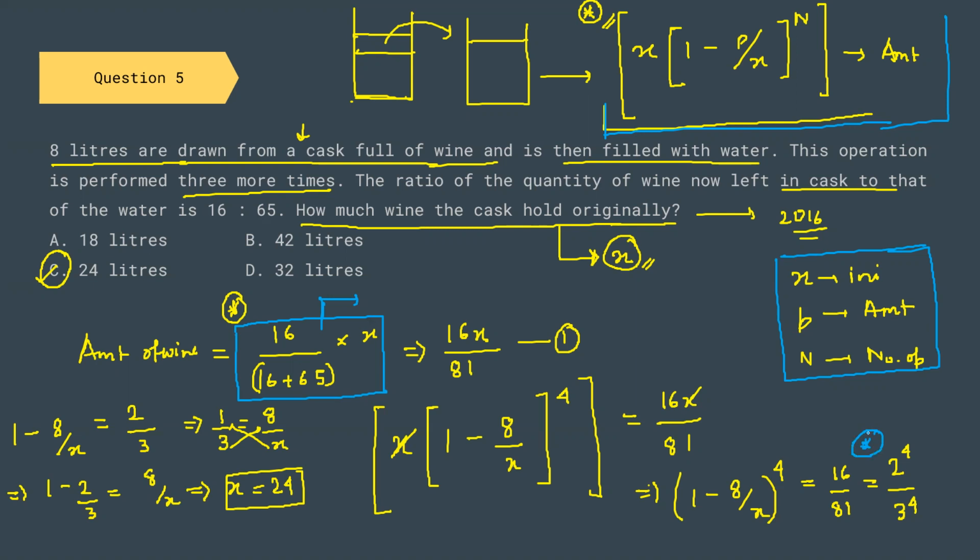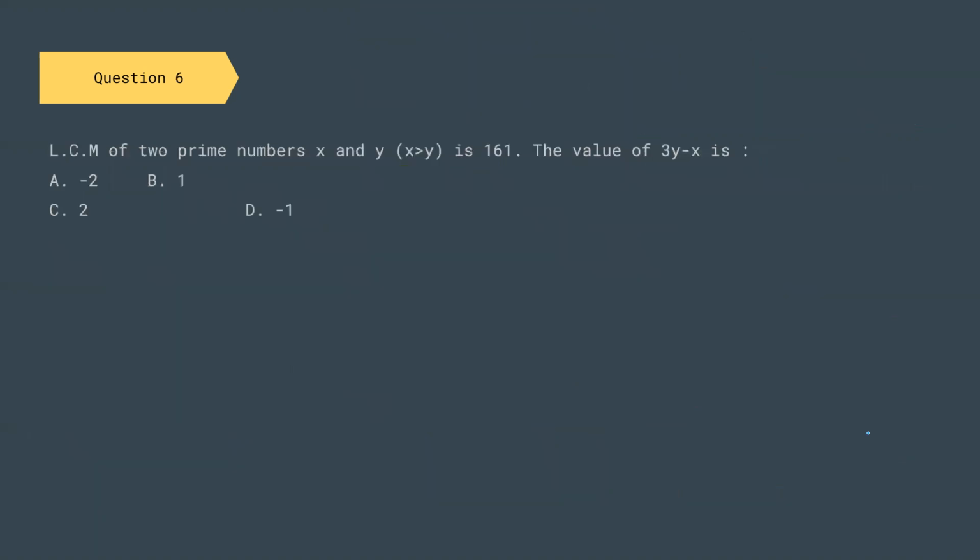I hope this question was easily understandable to you. Now let us go to another question, another interesting question. Question number 6. The question looks very easy. They are telling us that the LCM of two prime numbers x and y is 61. Fine. And the value of x is greater than y. So the LCM of two prime numbers is an important thing here. The value for 3y minus x is.